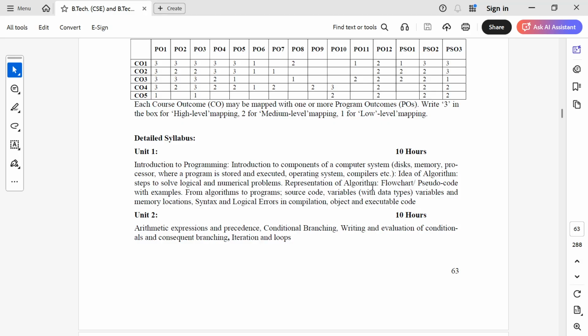For the representation of the algorithm, there are two forms of representation. One is called a flowchart, the other is called pseudocode. Pseudocode is like plain English, and a flowchart is more of a visual representation in the form of a diagram. So these are the two ways to represent an algorithm. Only after understanding these few theoretical concepts will we be able to proceed further from algorithms to programs, and then try to understand what the source code is, what the different components of a program are, and how we program in a particular programming language.